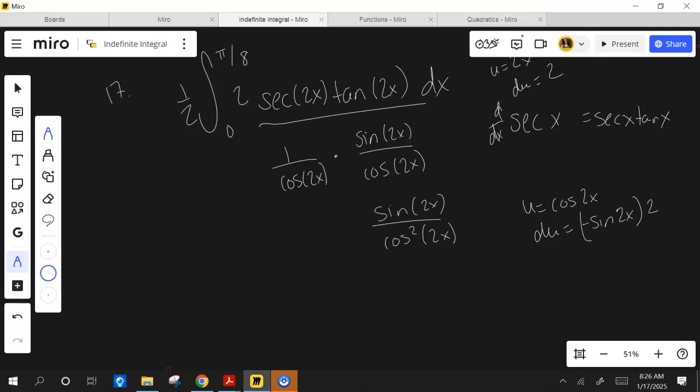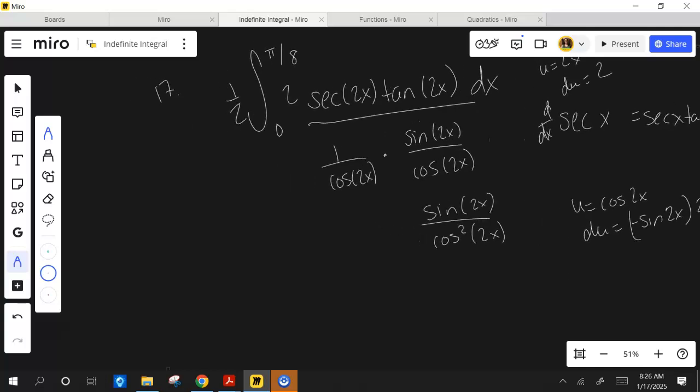Either way you want to do it, it doesn't matter. Which way do y'all want me to do it? The first way. Okay, so this is the way that's on the solution guide, so I'll do it this way over here.